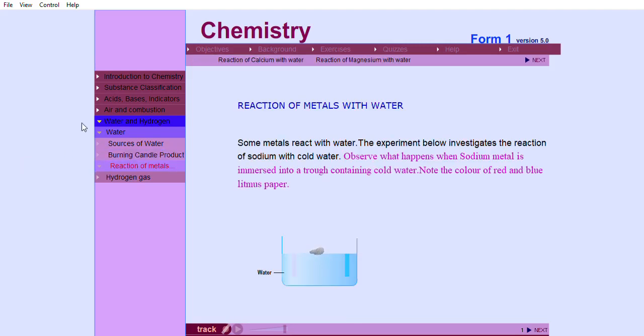Some metals react with water. The experiment below investigates the reaction of sodium with cold water. Observe what happens when sodium metal is immersed in a trough containing cold water. Note the color of red and blue litmus paper.